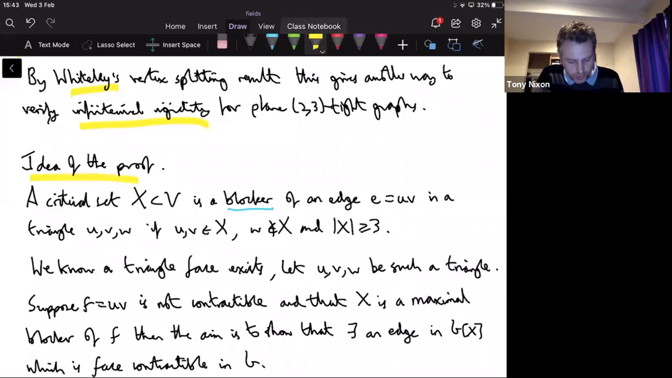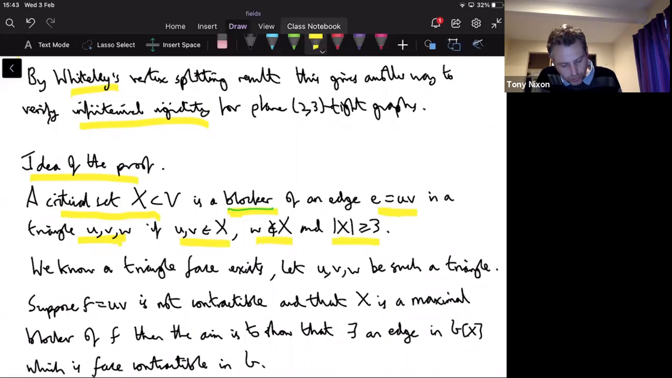Okay, so what I'm going to say is that a critical set X is called a blocker for a particular edge, e equals UV, in some triangle UVW, if UV is in X, W is not in X, and the size of X is at least 3. So if the size of X is 3, that's saying that the edge in this triangle is in a second triangle, and if X is at least 4, it's what we said as the second problem where sparsity would fail.